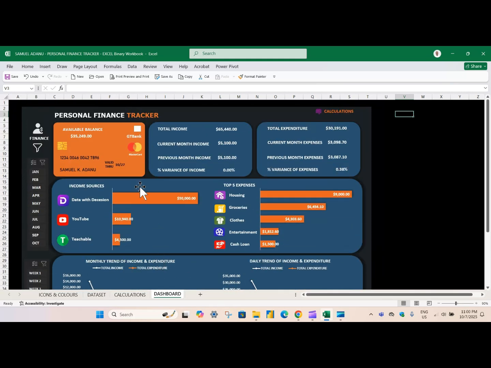Okay, so in sorting this data, we can sort the data on a monthly basis. So let's look at how much income came in and how much money we spent on our top 5 expenditure items. So in January, there is the outlook of income as against expenditure.